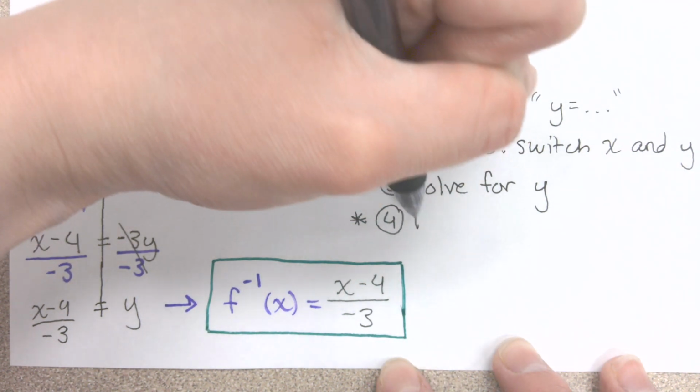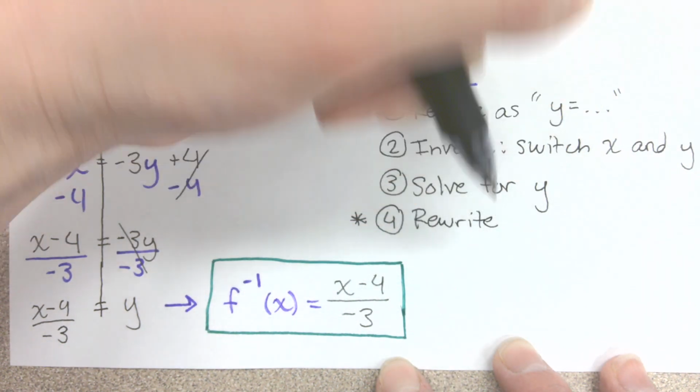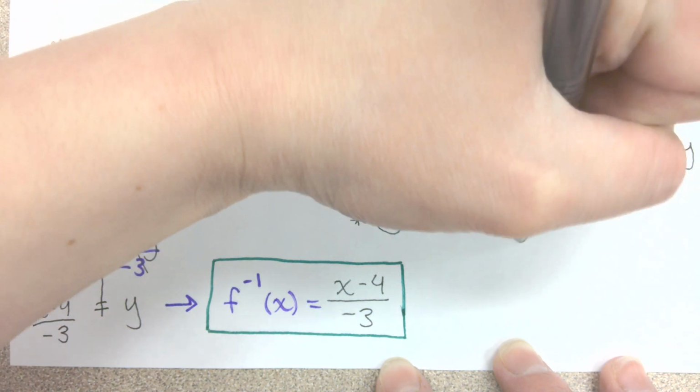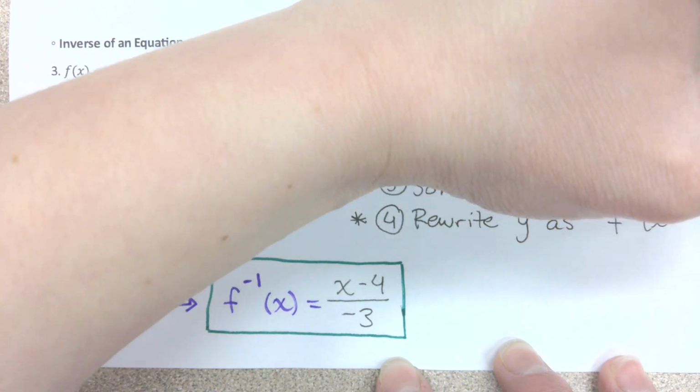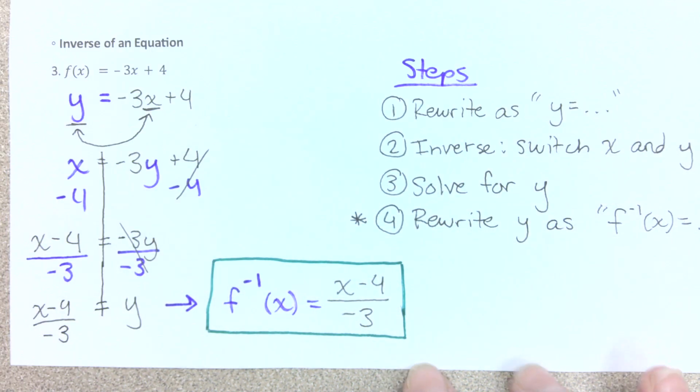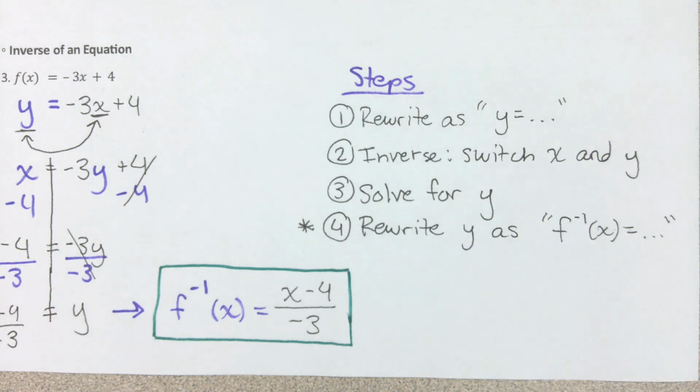So that final step, step 4, rewrite y as f inverse of x equals whatever the equation is from there. That is how you find the inverse of an equation. Questions on the process? This will take some practice, of course.